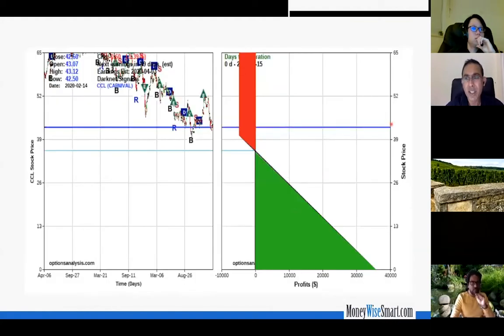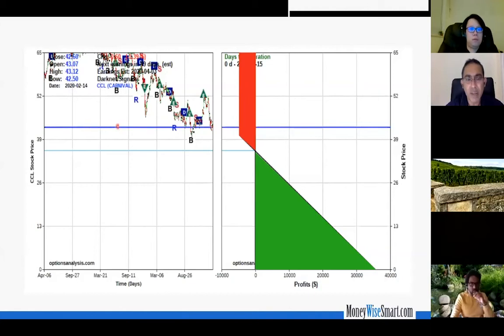Now here I have just flipped this picture. I like to look at it like this because that way I get to superimpose the stock chart on the left. So here you can see the stock price currently is this blue line, which is the close price, $42.60.